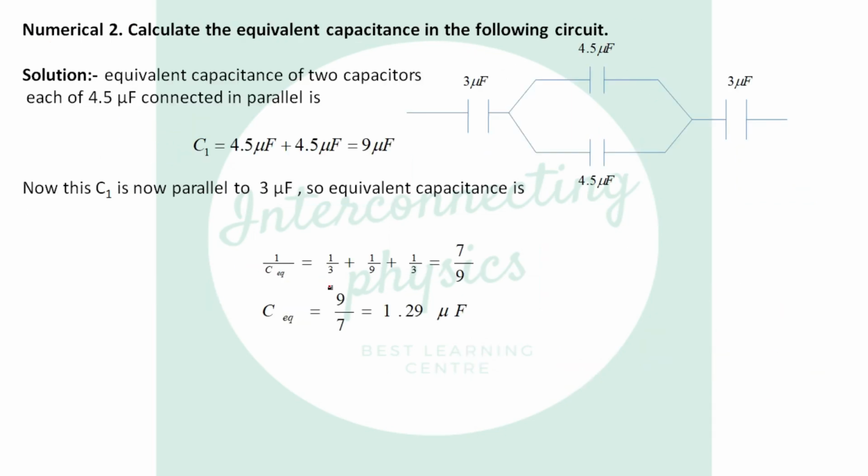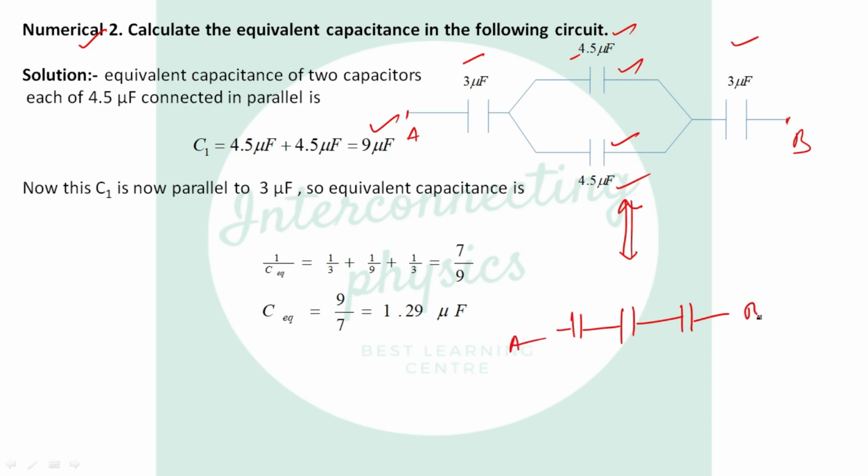Okay. Now numerical number 2. You see we have 4 capacitors with values 3 microfarad, 3 microfarad, 4.5 microfarad and 4.5 microfarad. Let us say this is point A, this is point B. Now these two capacitors are in parallel, and you know when two capacitors are in parallel, the result is C1 plus C2. So the answer is 9 microfarad, and the equivalent diagram will be like this. Okay, A, B. This is 3 microfarad, and this has been calculated, and the result is 9 microfarad, and this is 3 microfarad.